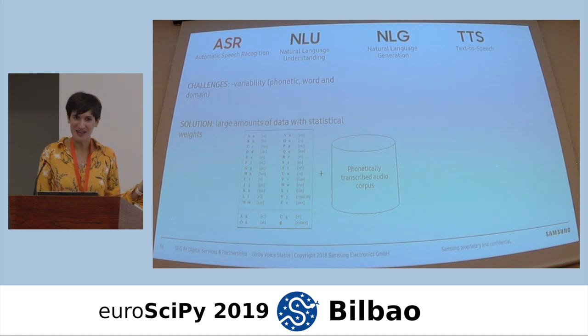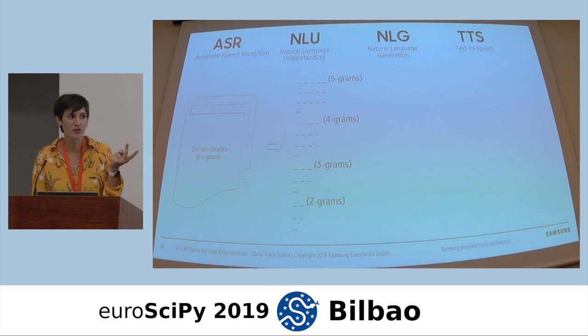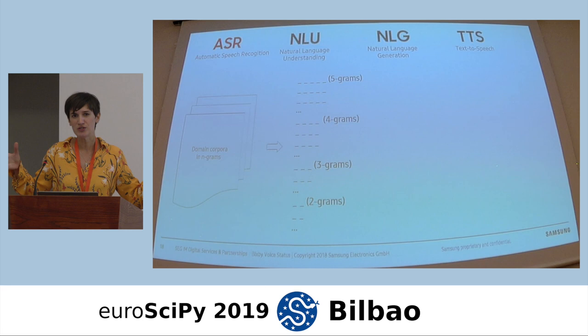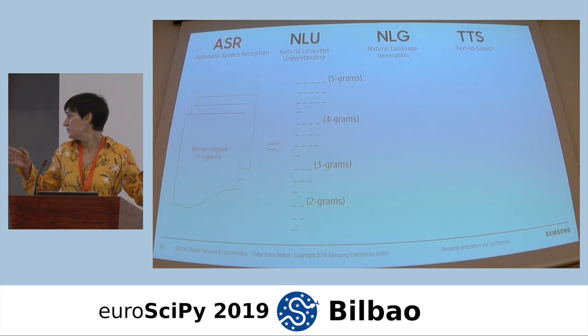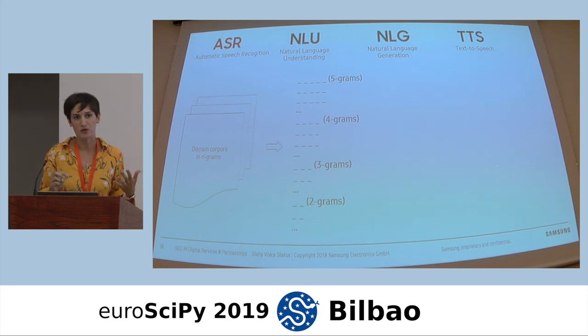So together with that, we have to feed the system with text corpora, chopped into n-grams. What are n-grams? N-grams are basically strings of words. A string of two words is called a bigram. A string of three words is called a trigram, and so on and so forth. We usually work with up to 5-grams. So we take a huge written corpus, we chop it into different n-grams, and we process it to get a language model, a statistical image of the language.